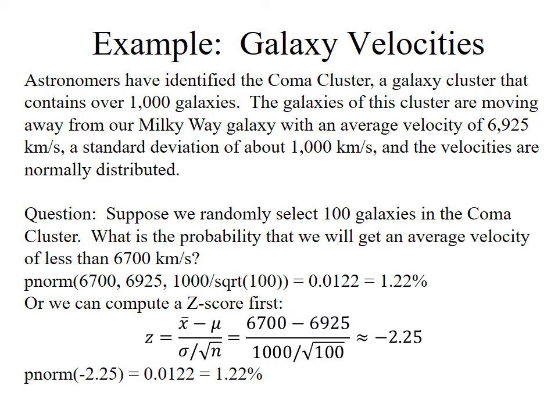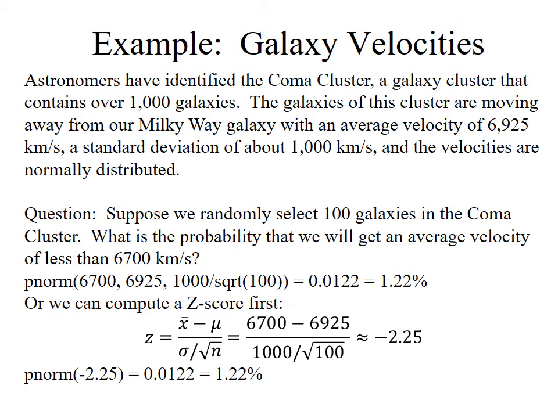And we find that the galaxies of this cluster, their velocities are distributed with a normal distribution. They have an average velocity of 6,925 kilometers per second away from our Milky Way galaxy, with a standard deviation of 1,000 kilometers per second. Here's a question. Suppose I randomly select 100 galaxies in the Coma cluster. What's the probability that we would get an average velocity of less than 6,700 kilometers per second?